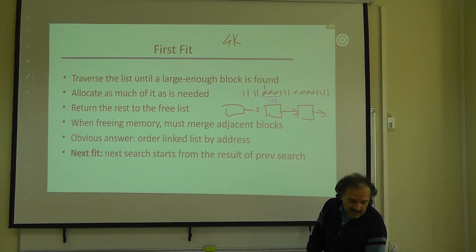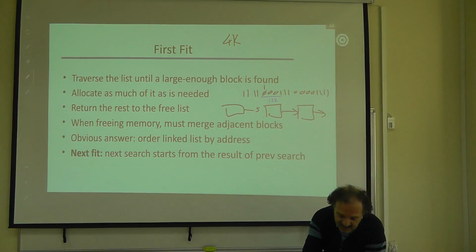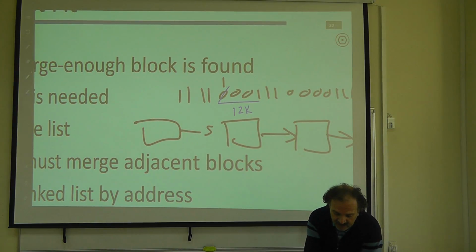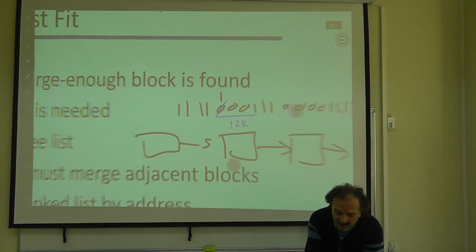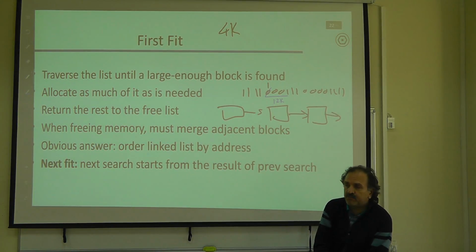Some people think that first fit wastes some memory. It wastes some memory because remember I needed 4K of memory. There is 12K available here. So don't use this much of memory, because maybe there would be some other better positions where 4K is available.